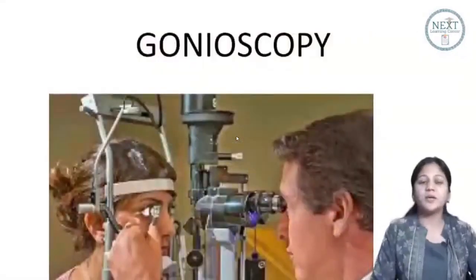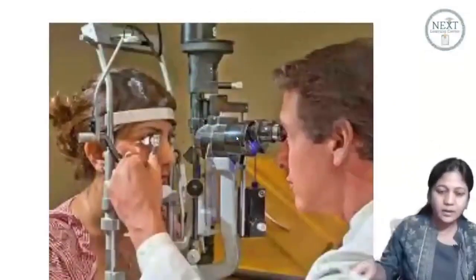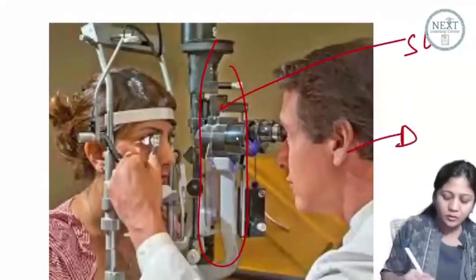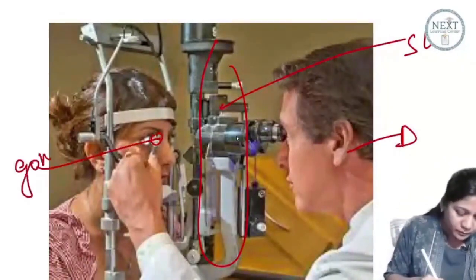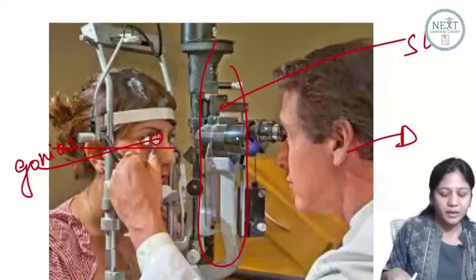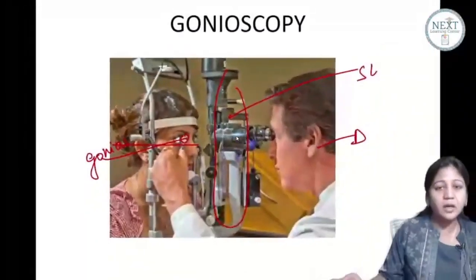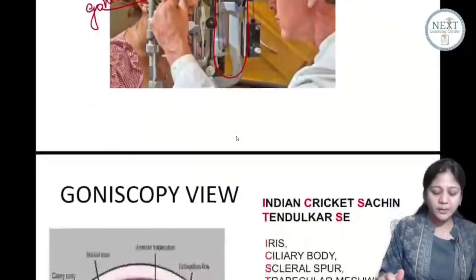Now, a picture question. What is this instrument? So this instrument, the bulky one, this is your slit lamp. This is your slit lamp, okay? This is your doctor, the patient, and this is your gonioscope. You can see the angle of the anterior chamber with the help of the gonioscope. So this technique by which we can study the angle is called gonioscopy. Okay, what is gonioscopy? I hope you have understood.